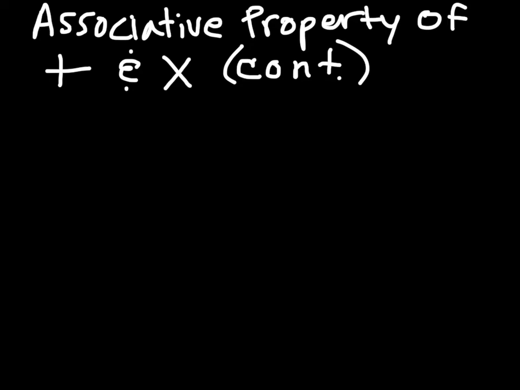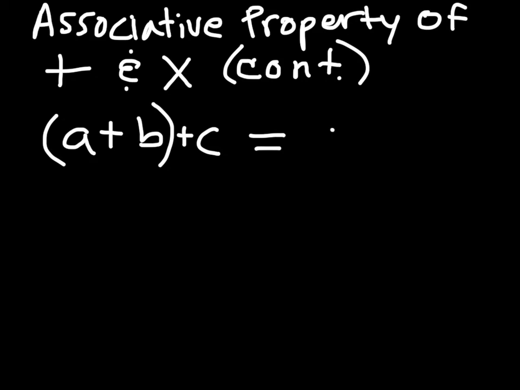Alright, so what does the associative property of addition and multiplication look like with letters and numbers? Well, it looks like this. We have A, B, and C, and let's say we have A and B grouped together for the first part. We know that these are all being added. That's going to equal A plus the group of B and C added together. So no matter which way you add them up, they will always have the same sum.